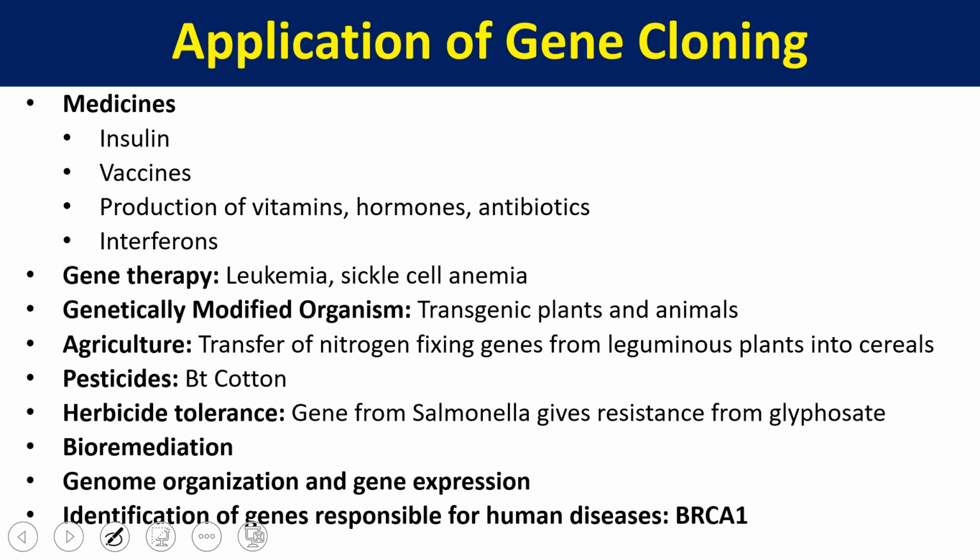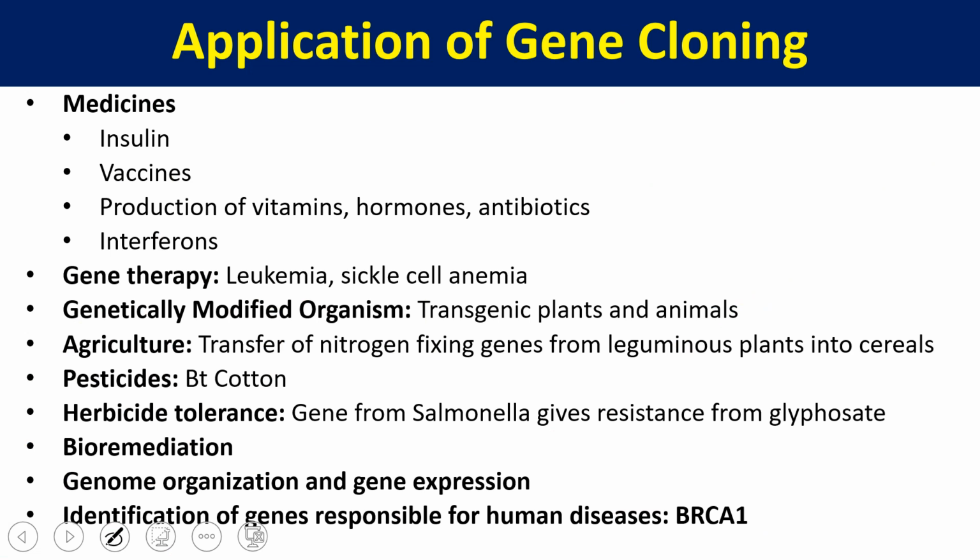Then we are going to use pesticides. Bt cotton is one example, where the Bacillus toxin gene has been taken from the Bacillus thuringiensis bacteria and transferred into the cotton plant, so that the cotton plant will produce the toxin. Whenever an insect eats the leaf of the cotton plant, the insect will die. That is called Bt cotton.